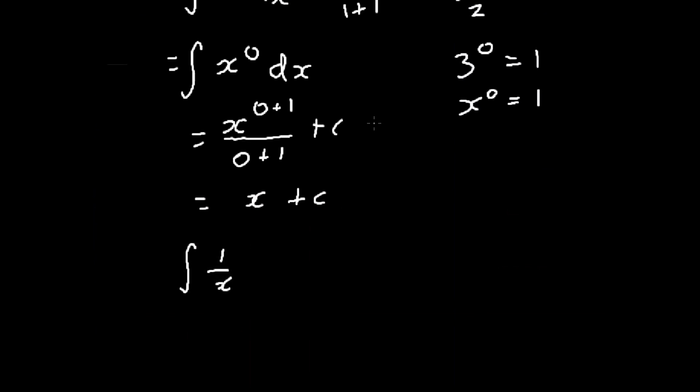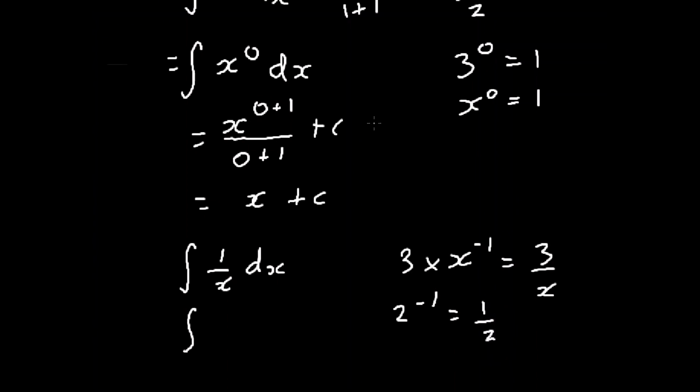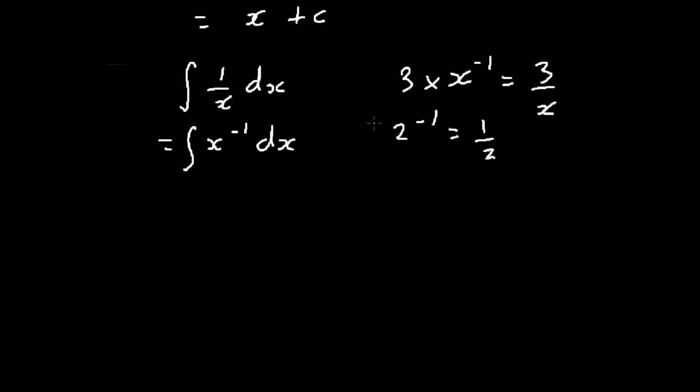Finally, we've got this 1 divided by x business, okay? Now, anything to the power of negative 1, let's say I have 3 times x to the minus 1. That is equal to 3 divided by x. Likewise, 2 to the minus 1 is equal to a half. So I can write this out to say that's equal to x to the minus 1, and that makes life so much easier. We just plug it into the same formula that we had before. So that becomes x to the minus 1 plus 1.